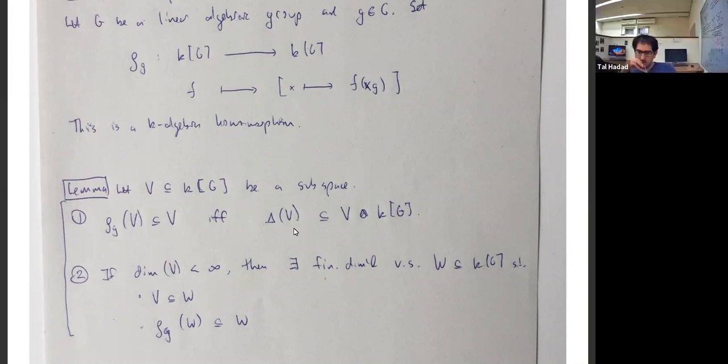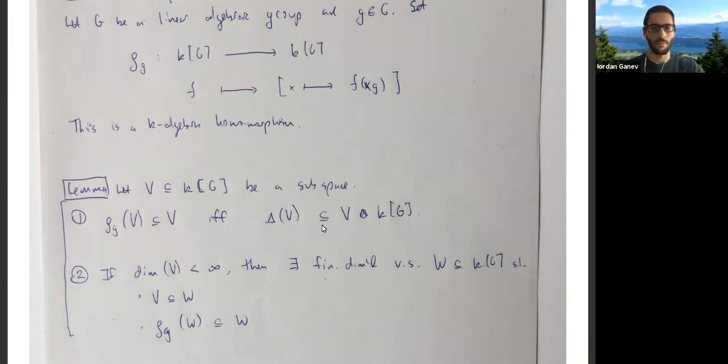Okay. Can you explain what it means, the inclusion in the tensor product? What does it mean that it includes inside? Right. So in general, do you remember that the coproduct goes from K brackets G to K brackets G tensor K brackets G, right? Yes.